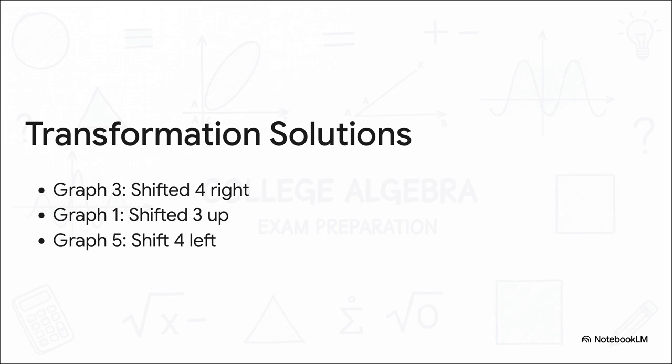But look really closely at graph 5. It's tricky because it requires stacking multiple transformations. First, it shifted 4 units to the left, which gives us an x plus 4 on the inside. Then, the whole thing flipped completely upside down, meaning we need a negative sign on the outside of the function. So putting it all together, graph 5 is y equals negative f of (x plus 4).